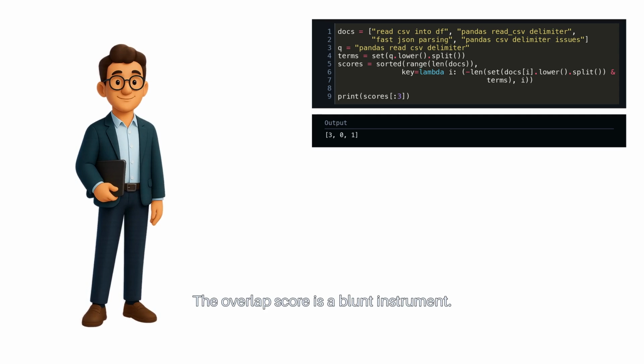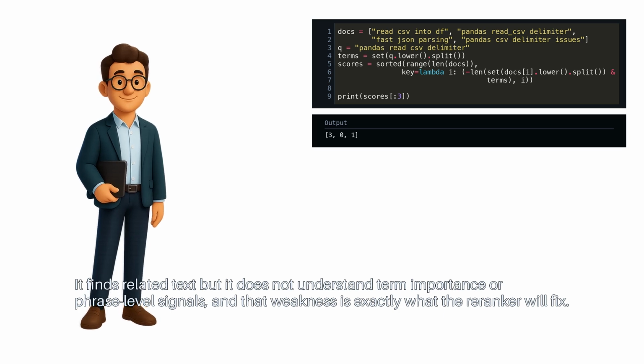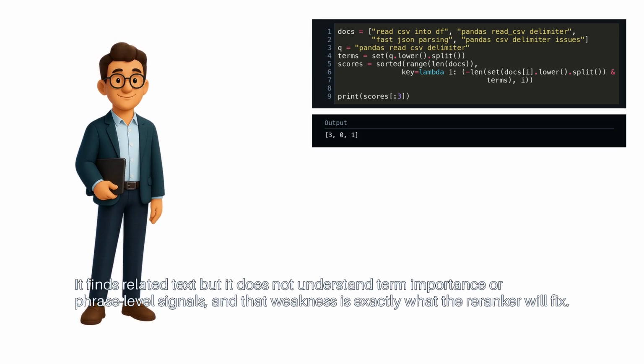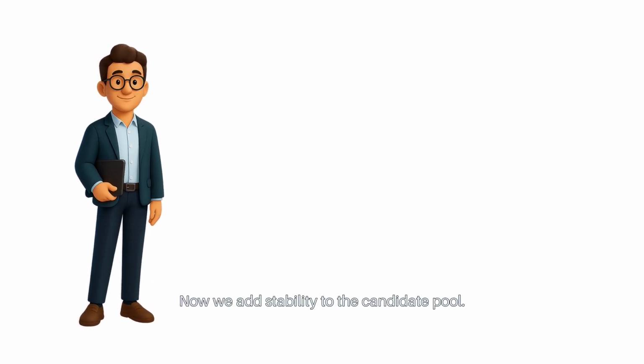The overlap score is a blunt instrument. It finds related text, but it does not understand term importance or phrase-level signals. And that weakness is exactly what the re-ranker will fix. Now we add stability to the candidate pool.